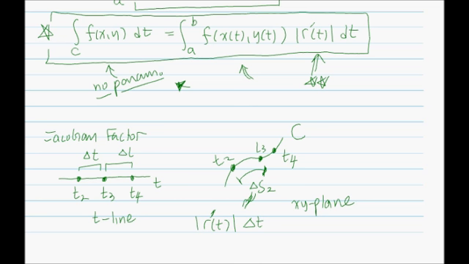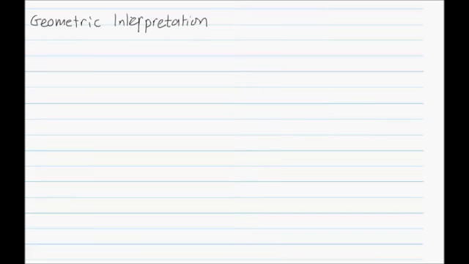Okay, so if this case here is going to be roughly T of, let's say, 3. Okay, so that's the meaning of the Jacobian factor. It's an important phenomenon in integral business. Right? This is going to be the geometric interpretation of the meaning of line integral.